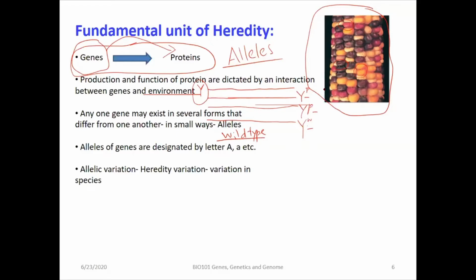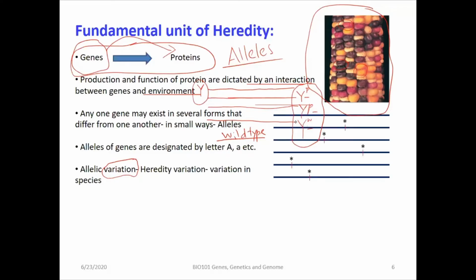Now, alternate forms of the same gene, what have they given you? They have given you variation. So alleles of the gene: Y, Y asterisk, small p, Y asterisk W, or on your slides, let's say this is your wild type gene, Y. This one, the asterisk, means a change in a nucleotide, a mutation.